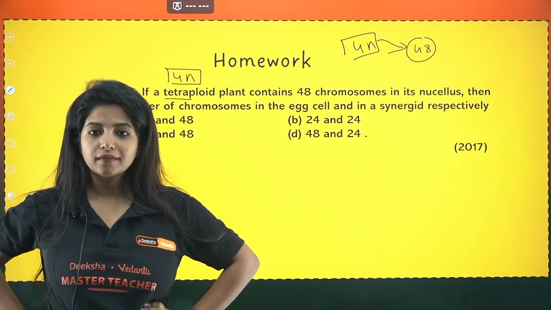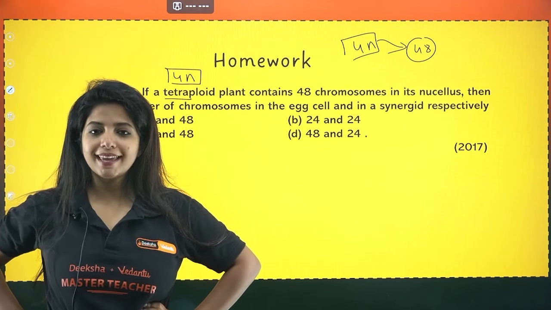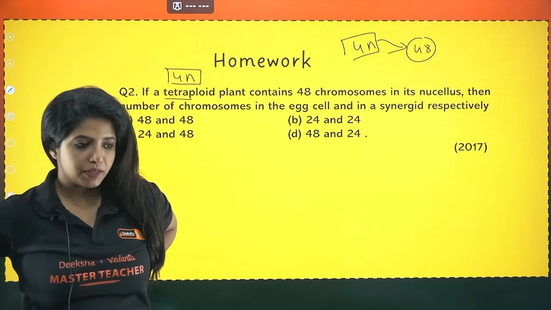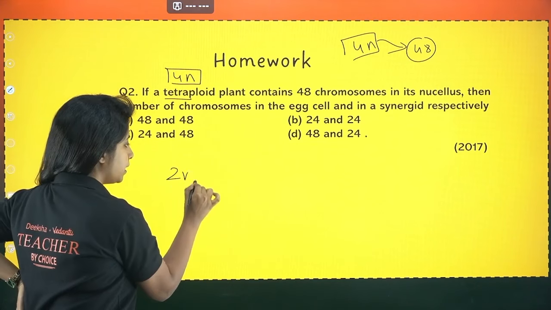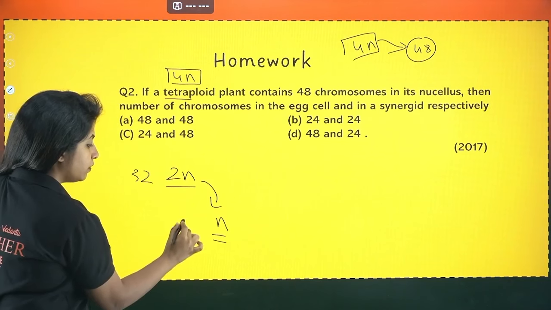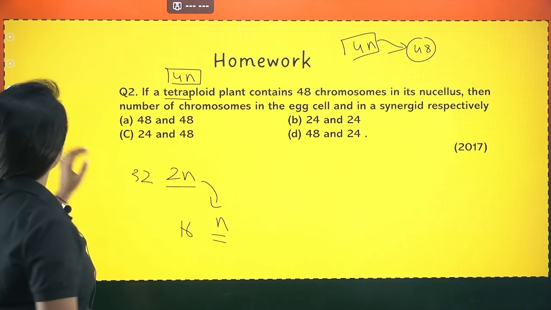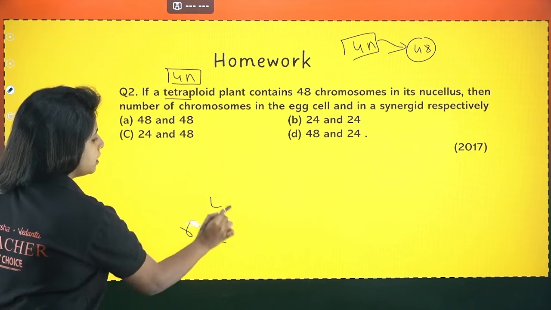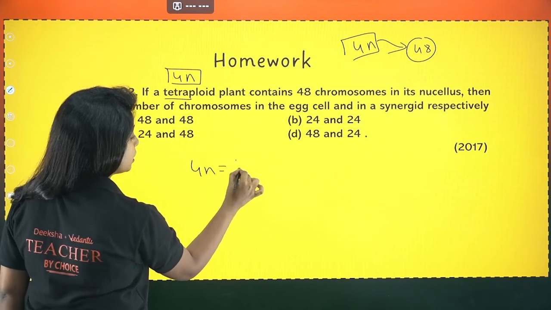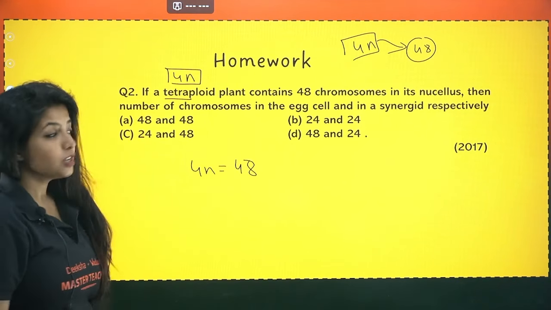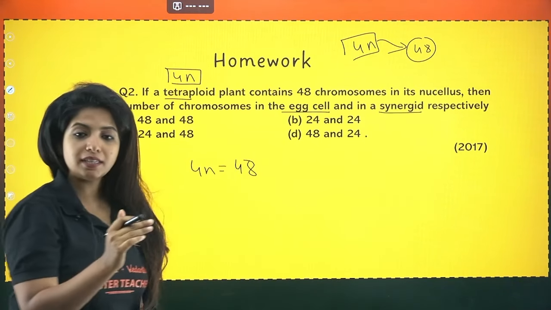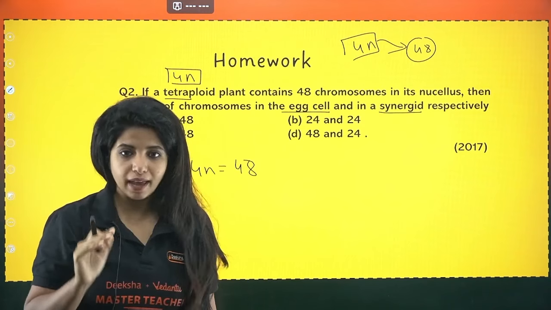Any idea? Listen to me carefully. I told you, if something is 2N, it becomes half, it becomes N in nature. If 2N is 32, then half of it will be 16 in the case of gametes. Over here you are asked a similar question, they have just twisted things. There is a tetraploid plant with 48 chromosomes. So what is the number of chromosomes in the egg cell, that is in the gamete, and also in the synergids? Gametes and synergids are haploid in nature generally, so they will have half of it only.